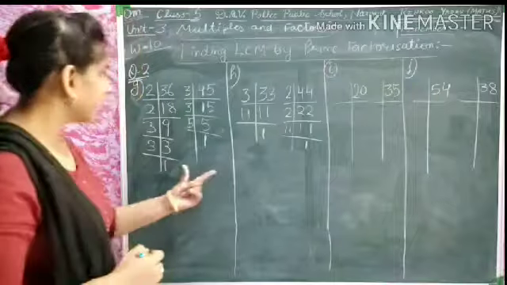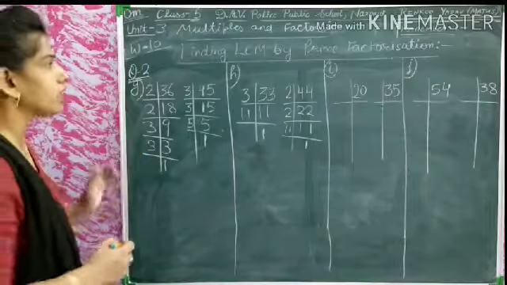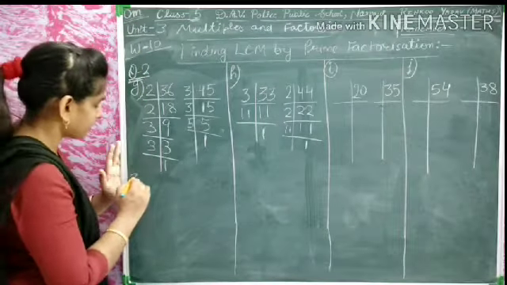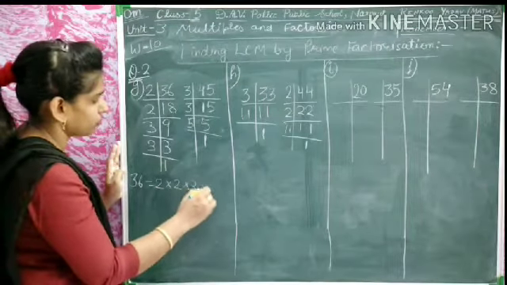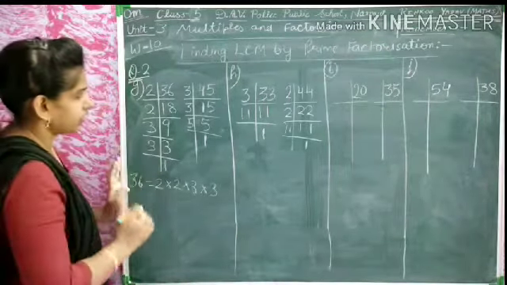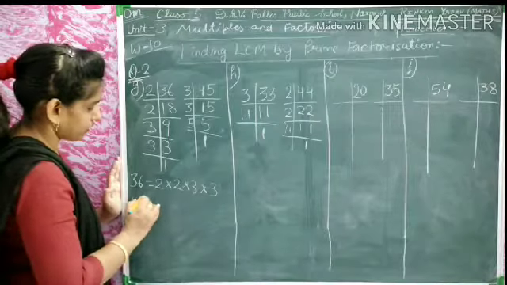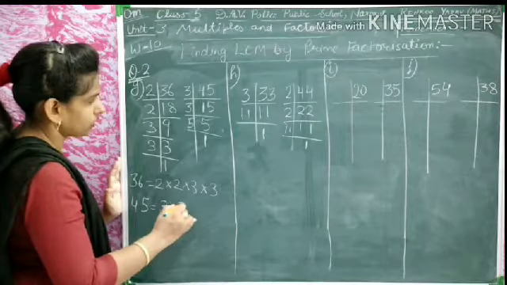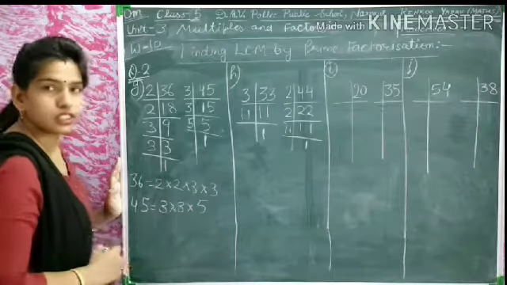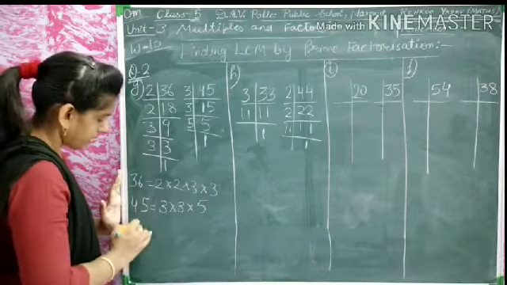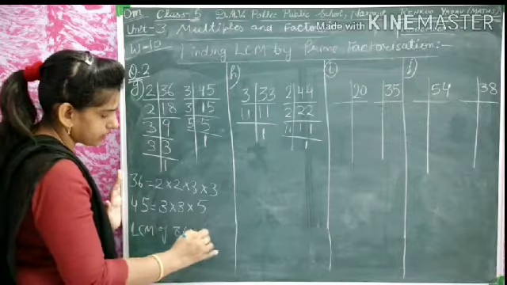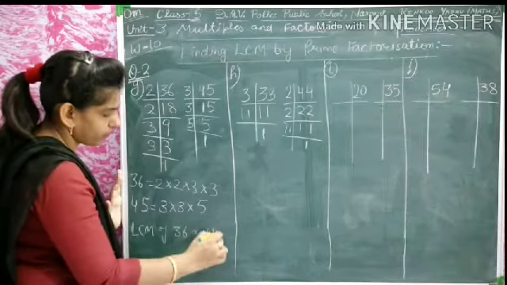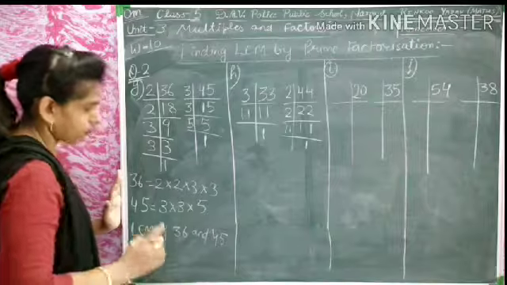Sorry. Let's check. First we have to find the LCM. So its factors: 36 factors are 2 into 2 into 3 into 3. Is this clear? Now 45 is equal to 3 into 3 into 5. Is this clear, students? So what will be the LCM of 36 and 45?